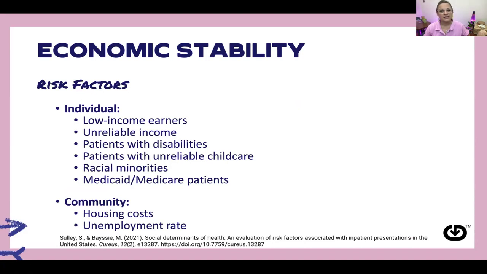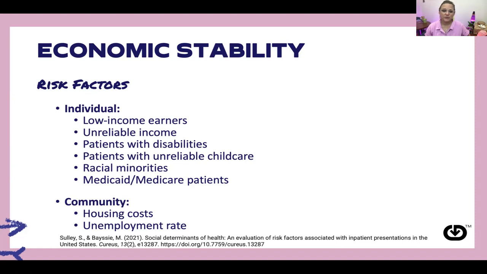It's important as nurses that we identify risk factors for problems with economic stability, and these can be for individual patients or communities as a whole. For individuals, risk factors for problems with economic stability would be low-income earners, people who have unreliable income, maybe it's seasonal or maybe it's just as needed, patients with disabilities who may have a hard time getting or keeping a job, patients with unreliable childcare, so they can't show up for the job that they have, racial minorities, and patients who are on Medicaid and Medicare.